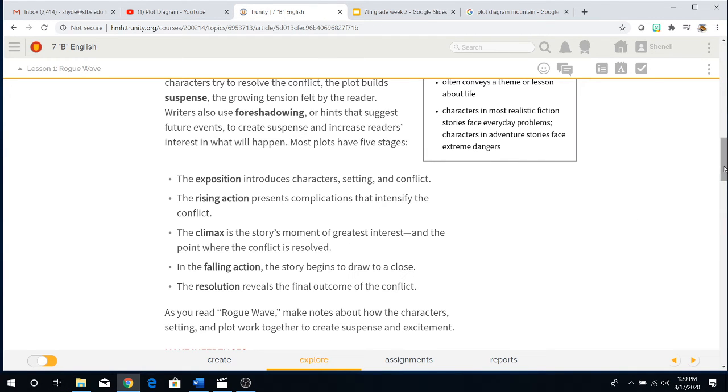So you have the exposition, as she said, that introduces character, setting, and conflict. The rising action which presents complications that intensify the conflict. The climax, which is the story's moment of greatest interest and the point where the conflict is resolved. In the falling action, the story begins to draw to a close. It means it's coming to an end. And then the resolution reveals the final outcome of the conflict. As you read Rogue Wave, make notes about how the character's setting and plot work together to create suspense and excitement.